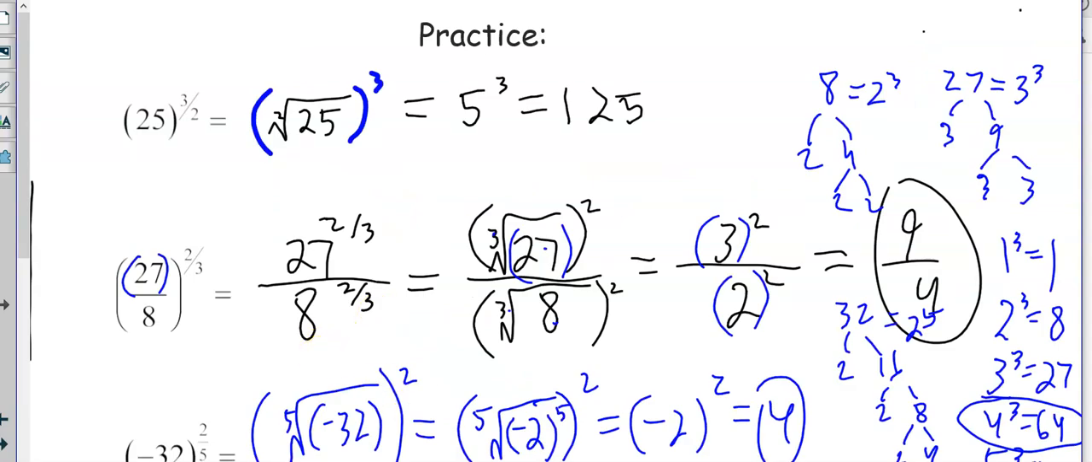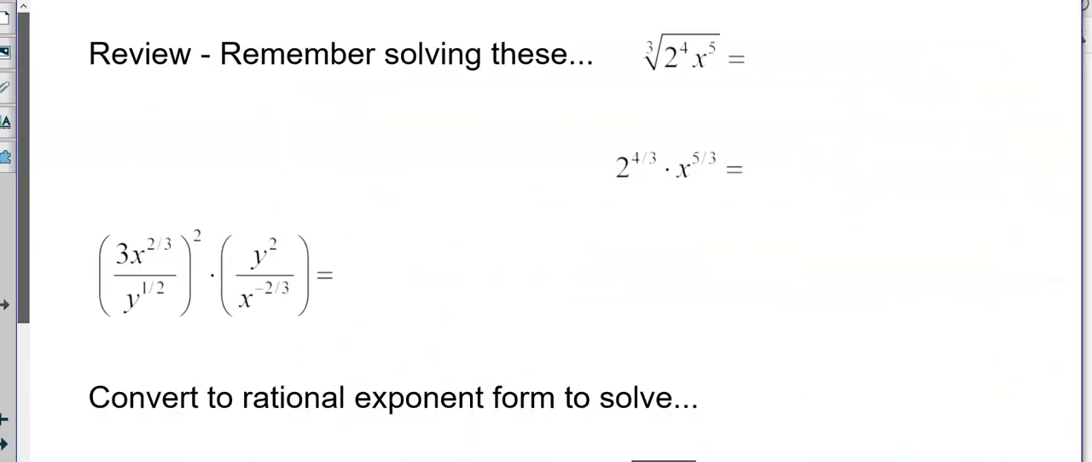Good. I have one more thing to show you. These are some really challenging problems here, some of them. So let's see, let's try these.